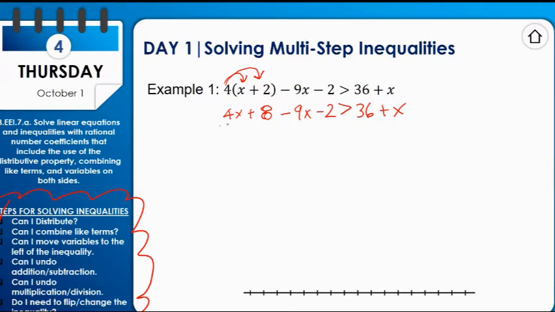So can I combine like terms? If we look at 4x and negative 9x, those terms are alike. We have a variable of x raised to the same power. So those terms are alike. So 4x minus 9x becomes negative 5x, plus 8 minus 2 becomes plus 6. Bring down everything else.